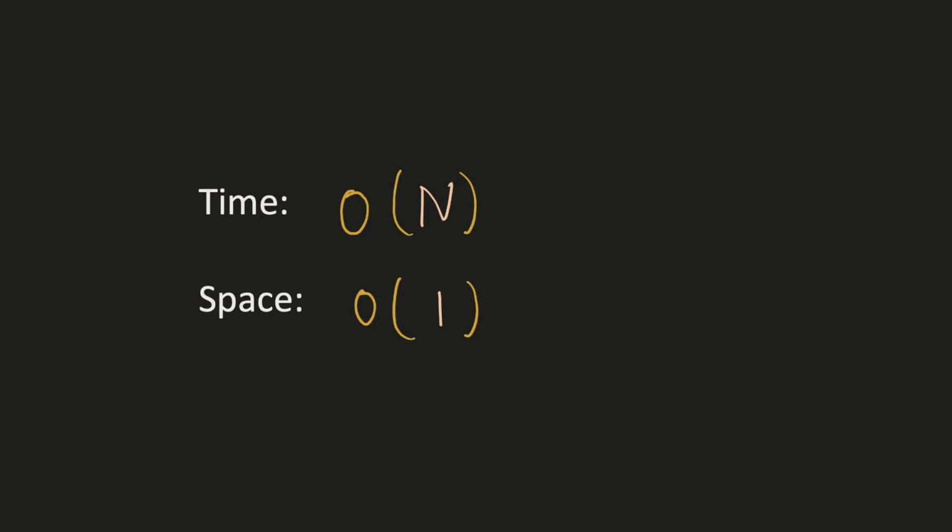The time complexity of this would be O of n because we have to go through all the intervals once. And if we don't consider the space required to store the result, our space complexity would be constant because we only have to maintain the start and the end of the new interval.